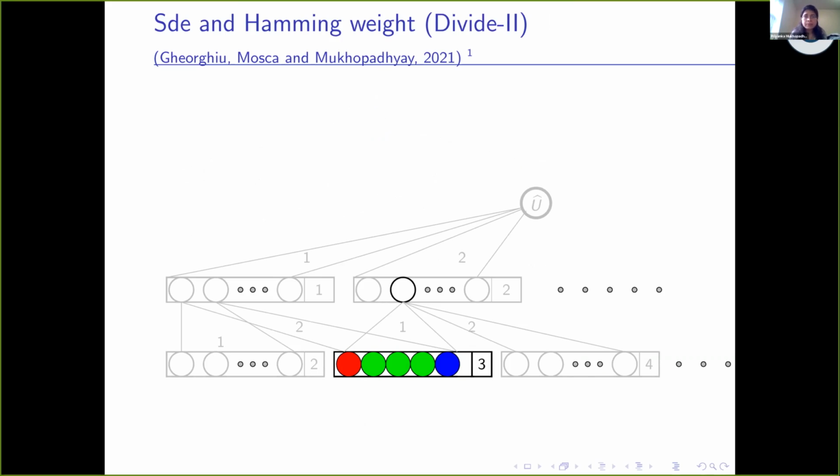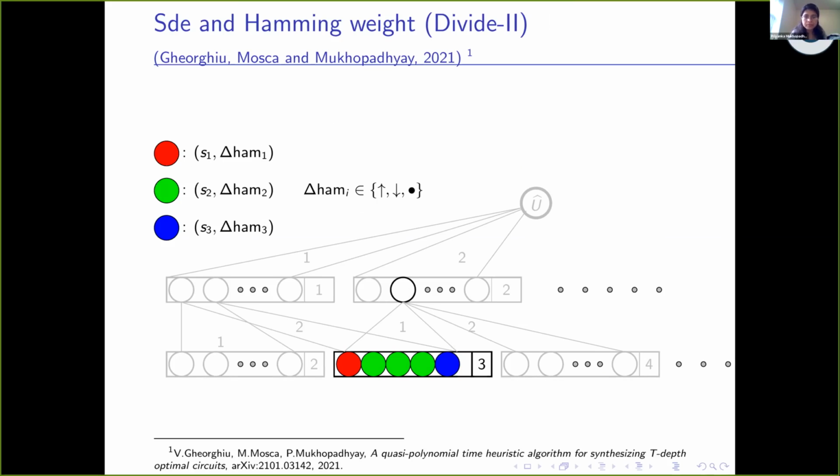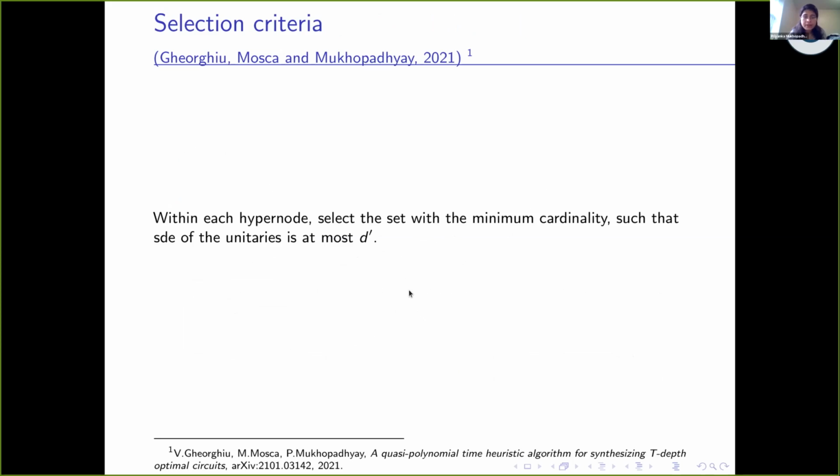Then in division 2, in each hypernode, we group the nodes according to their SDE and the change in Hamming weight with respect to the parent. The selection criterion is: within each hypernode, we select the set with minimum cardinality such that the SDE is at most D dash. Again, the intuition is the same. We take only those unitaries whose SDE has the potential to reach 0.